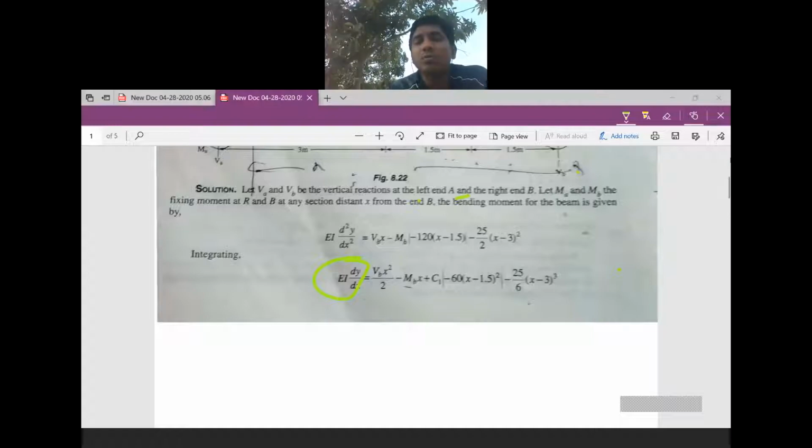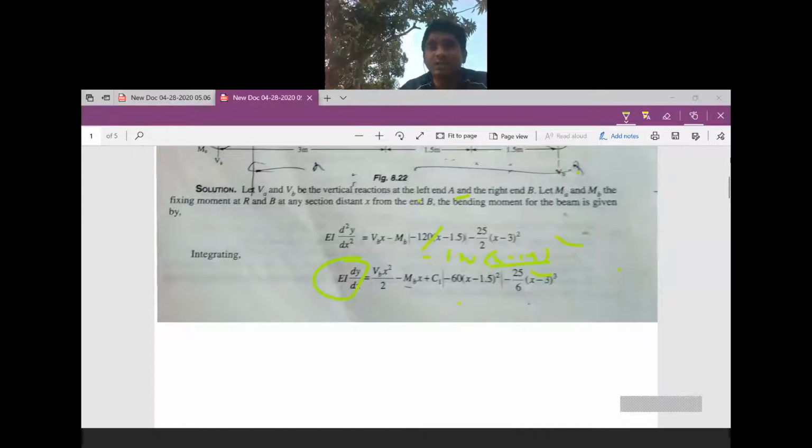Mb into x minus 120 into x minus 1.5 by 0.5 whole square by 2. When you integrate it, the 2 will be cancelled, you get 60 here. Here you get 25 into x minus 3 whole cube by 3. 2 into 3, it will become a 6.